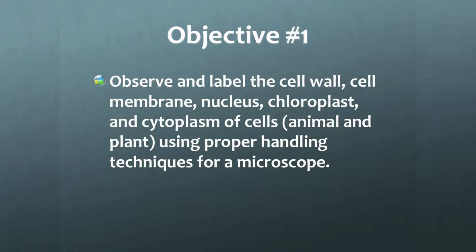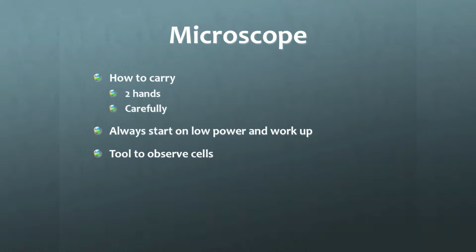Objective number 1, you should be able to look and label the parts of the cell, including cell wall, cell membrane, nucleus, chloroplast, and cytoplasm, whether it's a plant or an animal cell. You should also be able to handle and use a microscope properly. So let's start with a microscope.